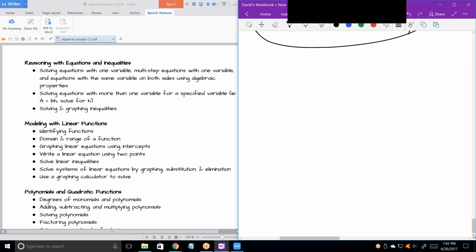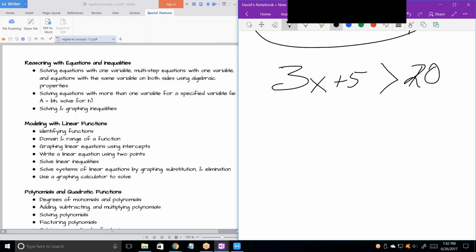Now, we did a little bit on solving and graphing inequalities. Let's just review that. Solve that. Next line. Subtract 5. Give me the next line. So 3x equals 15, or is greater than 15. Next line.